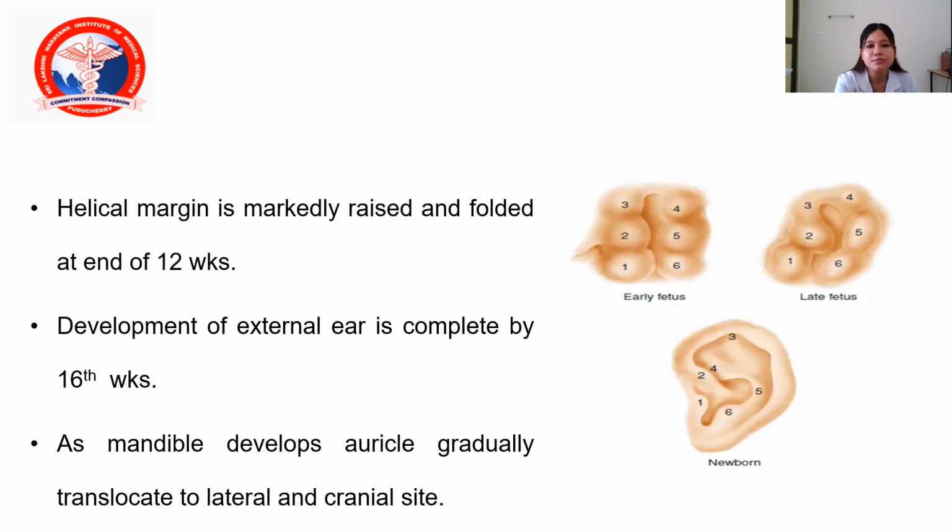So the helical margin is markedly raised and folded at 12 weeks of embryo. Development of external ear is completed by the 16th week of embryonic life. As the mandible develops, the auricle gradually translocates to the lateral and the cranial side.